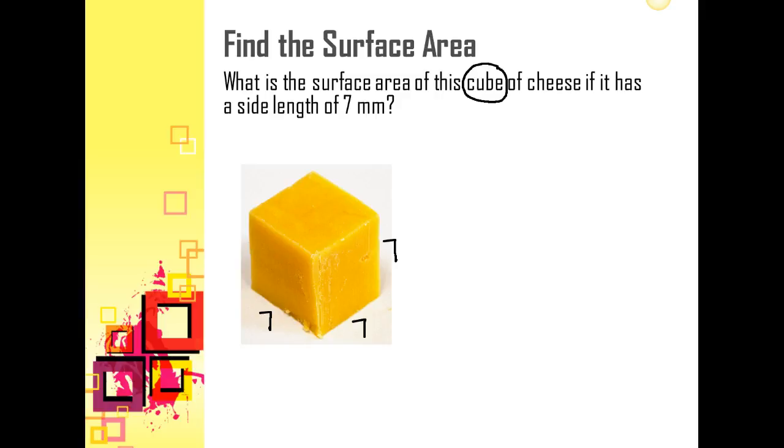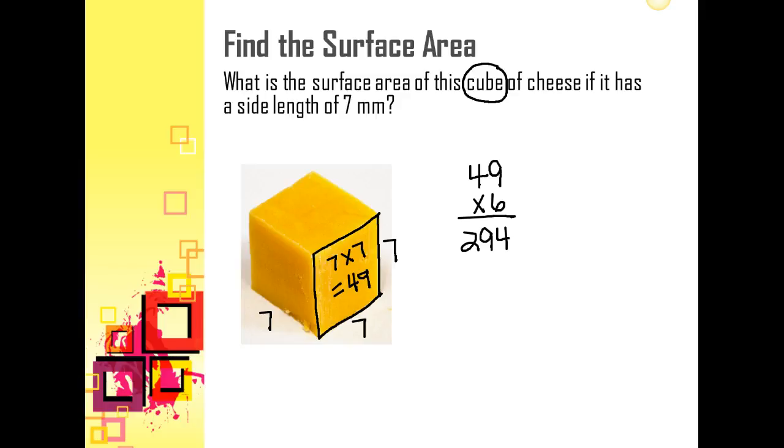We can easily find the surface area of a cube by applying our knowledge that all 6 of the sides are the same size. All we have to do is find the area of one side and multiply that by 6. Since all of the dimensions are 7 millimeters, to find the area of one side, we multiply 7 times 7. This gives us 49 millimeters squared. Since there are 6 sides, we then multiply 49 times 6. The total surface area of our cube of cheese is 294 millimeters squared.